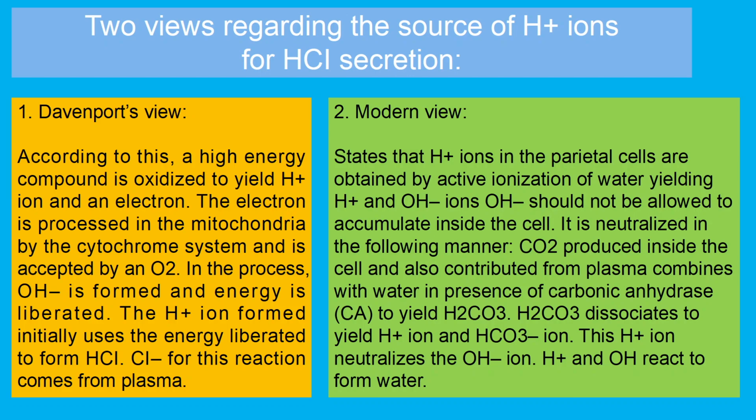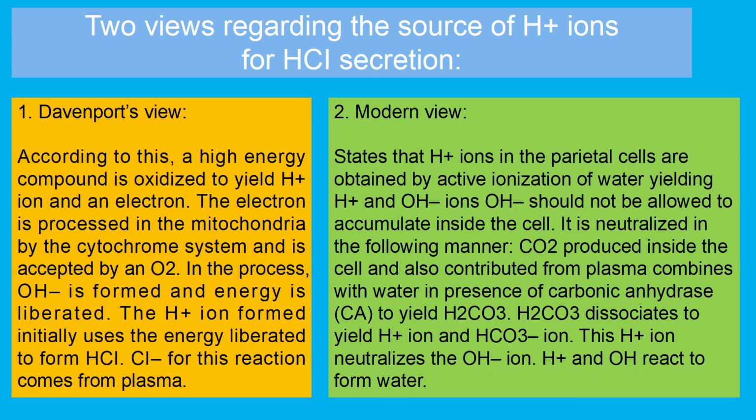The electron is processed in the mitochondria by the cytochrome system and is accepted by oxygen. This is during the electron transport chain. During this process, OH is formed and energy will be liberated. The H plus ion formed initially uses the energy liberated to form HCl. Chloride for this reaction comes from plasma. This is according to Davenport's view.